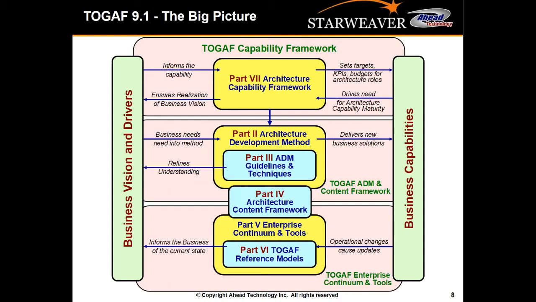The wheel that I just showed you in the middle of the diagram here is the ADM, Architecture Development Method. This is supported by guidelines and techniques, and of course we need the body, or as we call it, the content framework. This is the companion of the ADM because it establishes the minimum building blocks that the ADM is supposed to generate. Part 5 is associated with tools, technologies, and continuums. Parts 6 and 7 are basically a reference model, and eventually, after everything is said and done, Part 7 will show us the capability that we currently have after we implemented the framework.